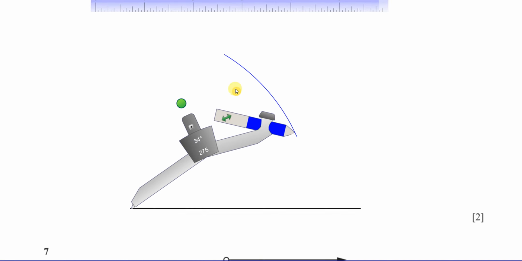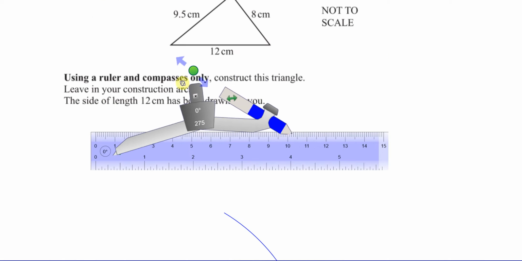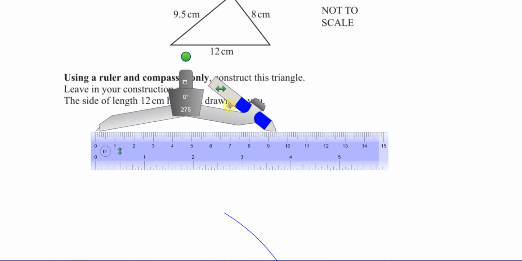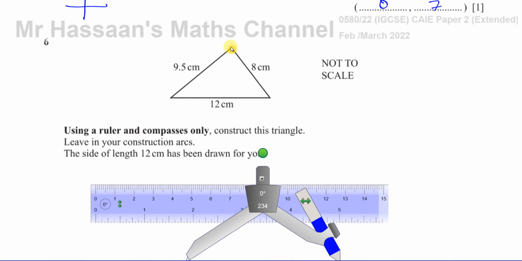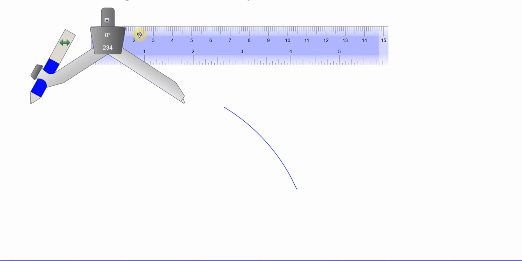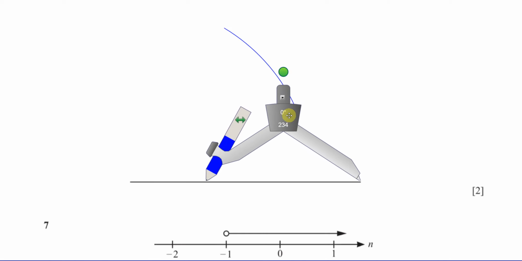Then I can take my compass and open it up to 8 centimeters. So I open this up to 8 centimeters this time. Try and be as accurate as you can. I know that this point is also 8 centimeters away from the other end of the triangle. So if I move my compass point onto this end, I know that this pencil point is 8 centimeters away from that end of the triangle.